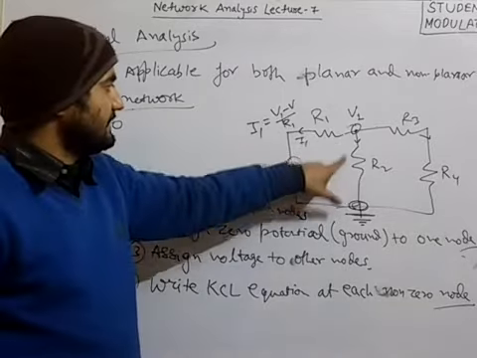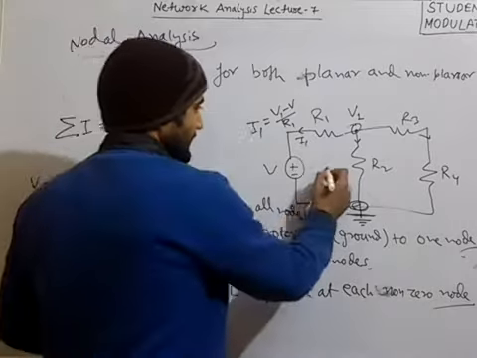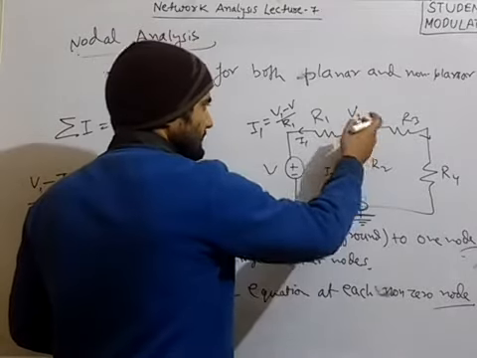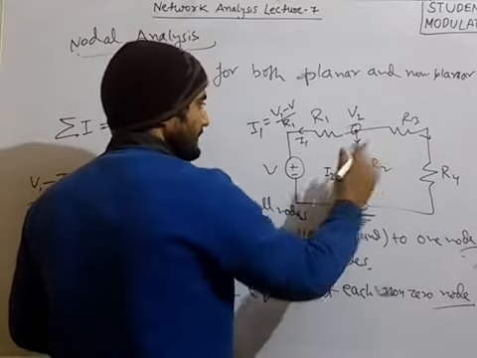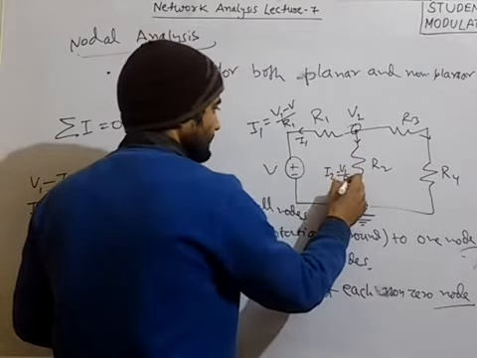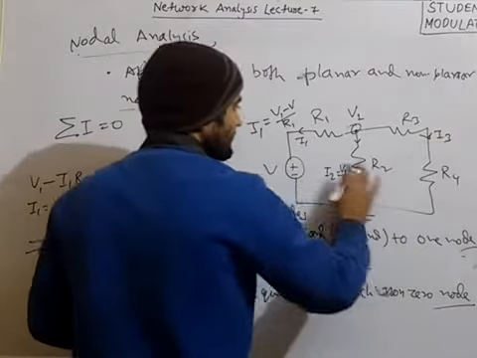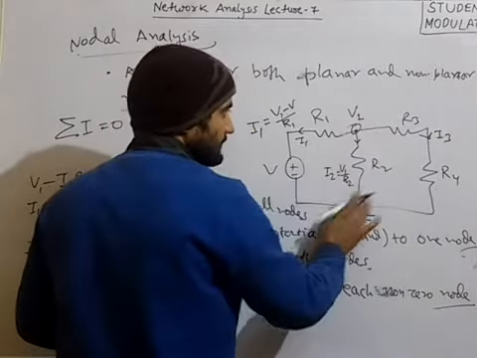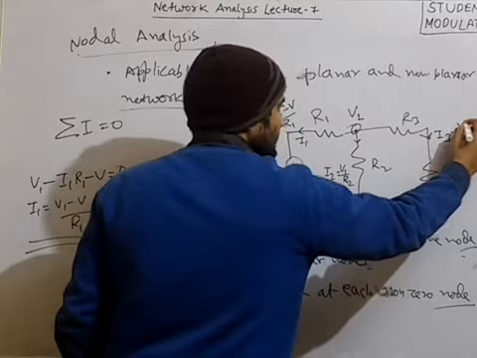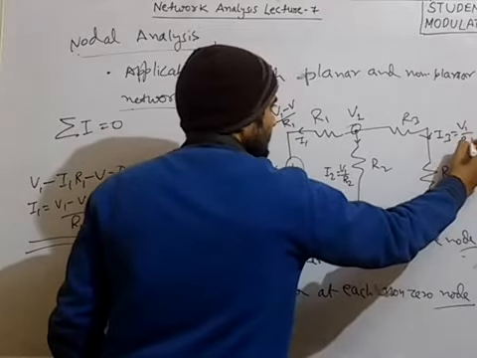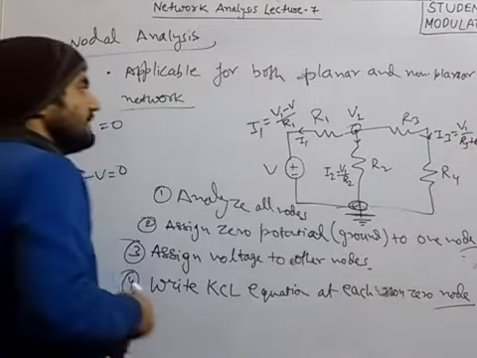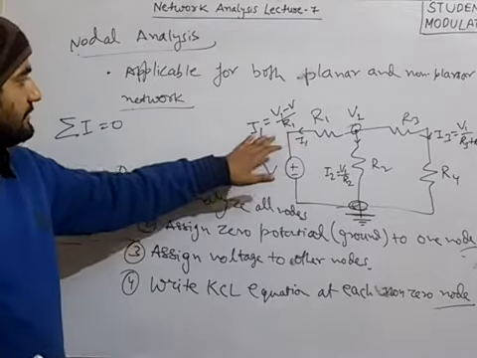Similarly, we can get the result for the I2 current. What will it be? It is simply V1 minus 0 divided by R2, so V1 by R2. Again, for the I3 current, it will be V1 minus 0 upon R3 plus R4, so V1 upon R3 plus R4. These are the three currents that we have to find.